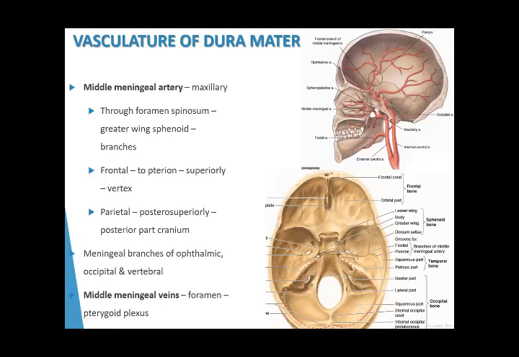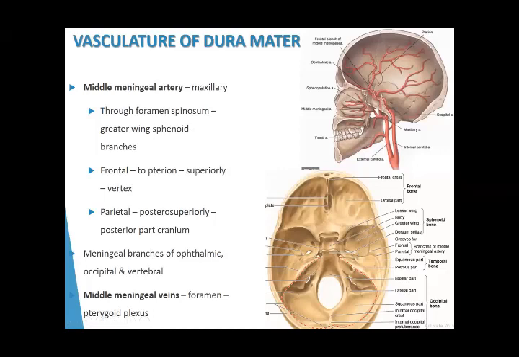Plus accessory meningeal भी कुछ supply करती है. Accessory meningeal passes through the foramen ovale along with the mandibular nerve. अब ये I hope you appreciate कि ये जो foramen spinosum है, it is lying in the greater wing of sphenoid. ये foramen spinosum है, and this is the greater wing of sphenoid. ये इनका suture है, greater wing of sphenoid.